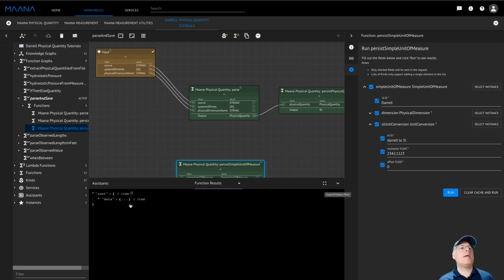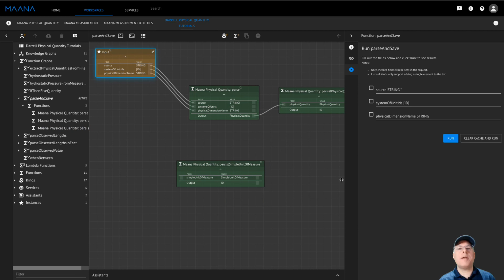And after a moment, we can see that it created a simple unit of measure called Daryl. So I can use this anytime that I would want to create an expression of ratios or products of simple units to build up a unit of measure expression. But there's one more step that I need to do here if I want to use my own custom units of measure with the parse functions. And that is, I need to create a custom system of units that has all the units and prefixes and aliases that I want to be in scope when I call the parsing function.